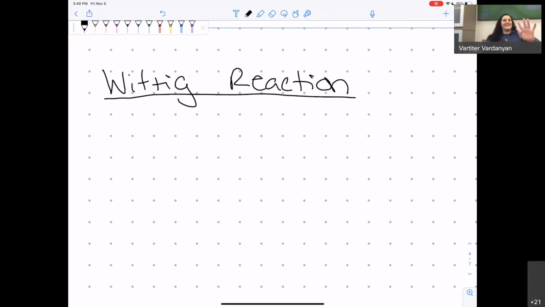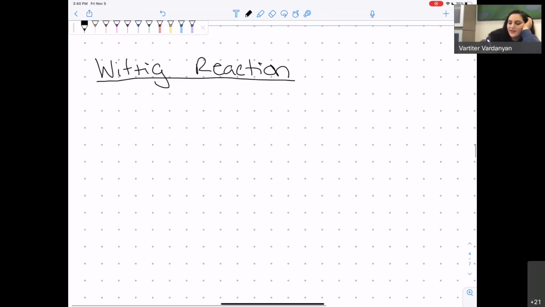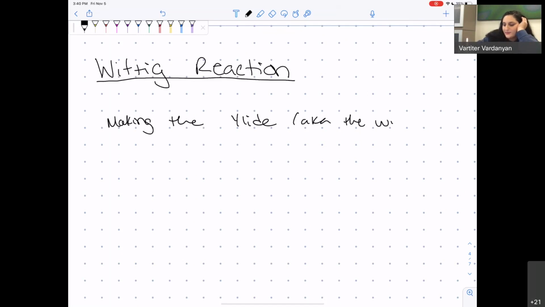Yeah. Okay. So the Wittig reaction. I'm not even going to show you the box. I'm going to show you the Rosemary method. But the first step is making the ylide, aka the Wittig reagent.